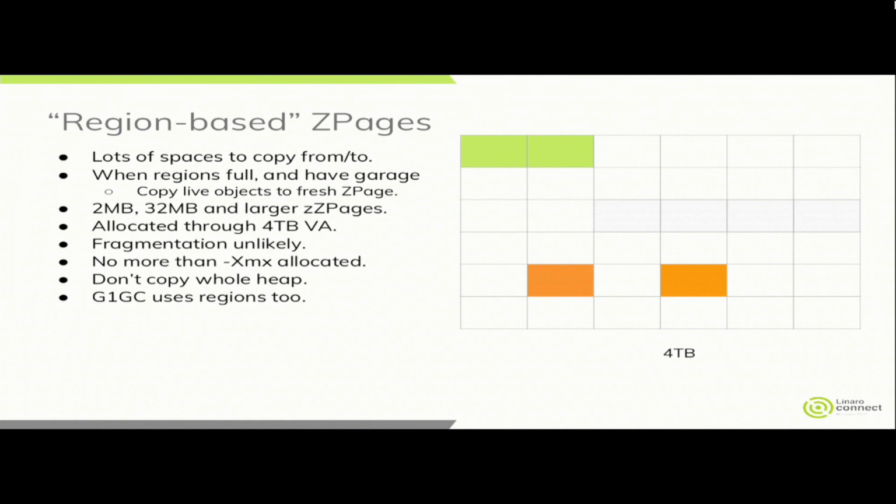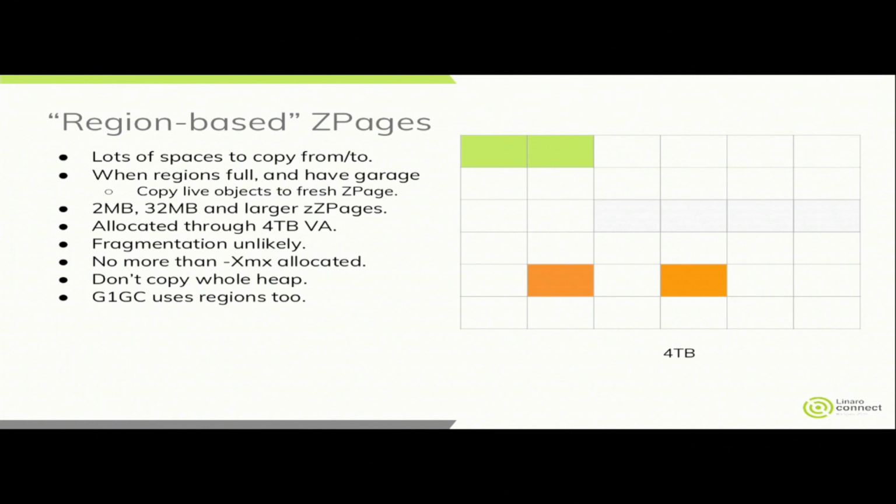Very much like G1GC, rather than doing that operation on the entire heap each garbage collection cycle, you can split the heap up into a large number of pages, regions. And so you can choose which pages you want to then copy from, depending on how much garbage they've got. And so rather than pausing and going through the entire heap, you can do these regions.